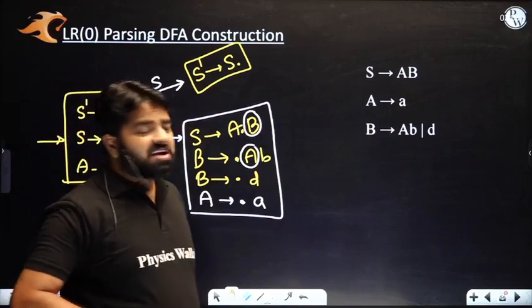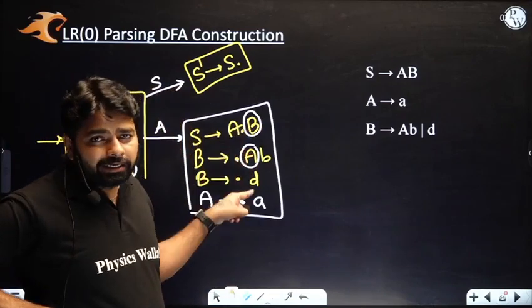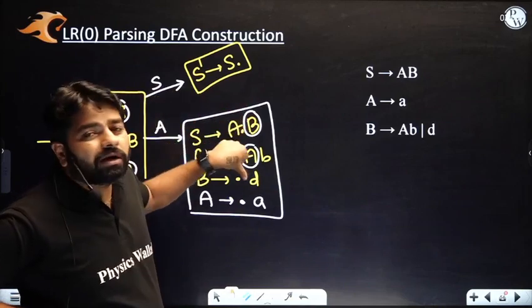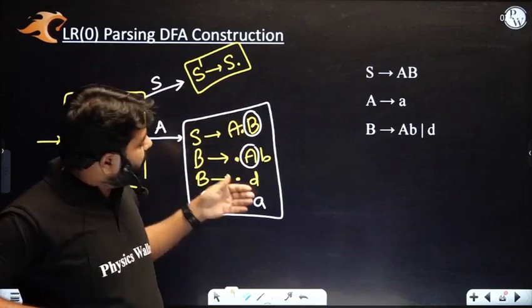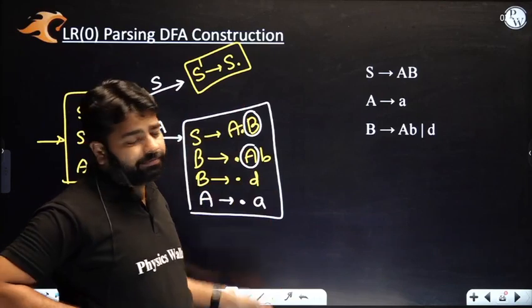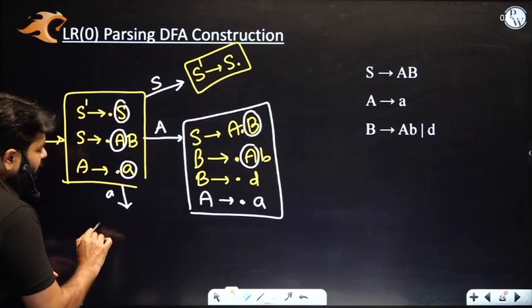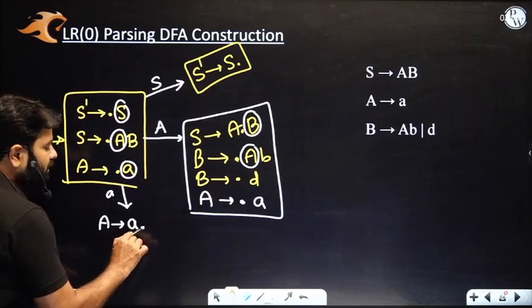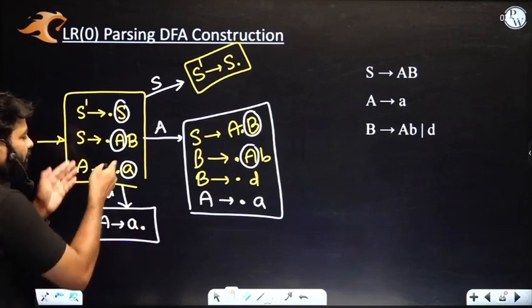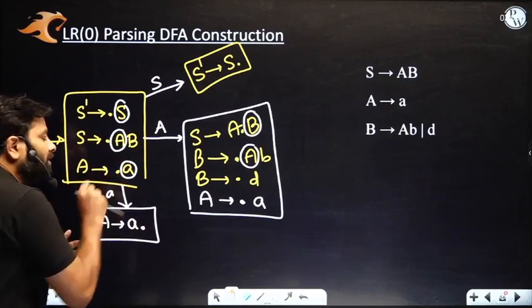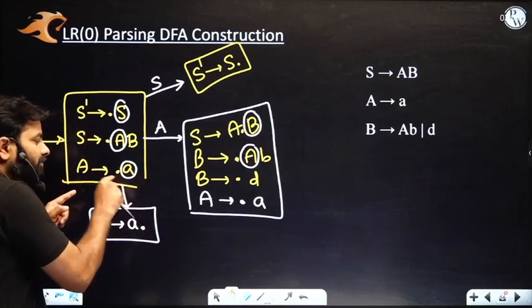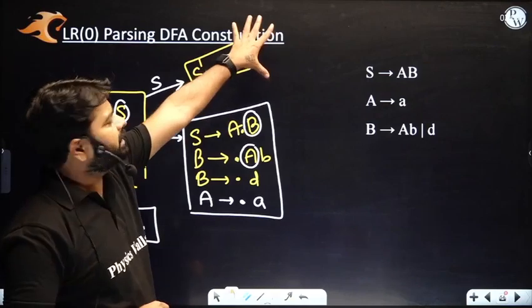That means every time you write an item, you should always look at who is after the dot. If you miss, you may miss the productions that need to be added. Okay. Because of this A, you get A derives a dot. Dot is at the end, so no more. Only one production comes here because only A is there after the dot. Only this production has A after the dot. Now, here you can't expand further.